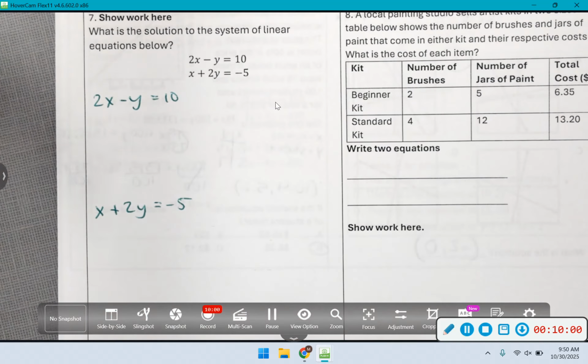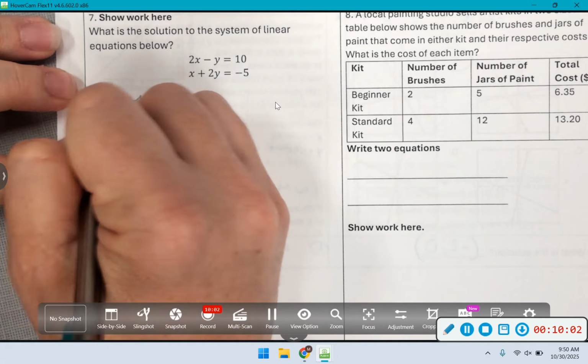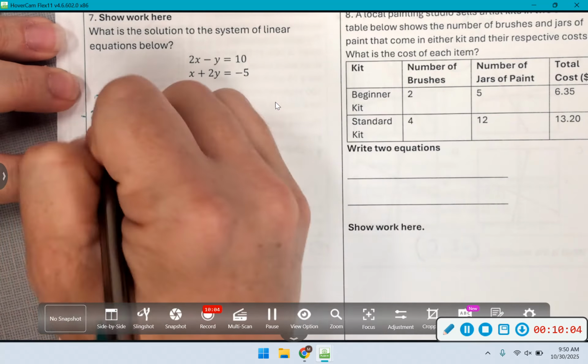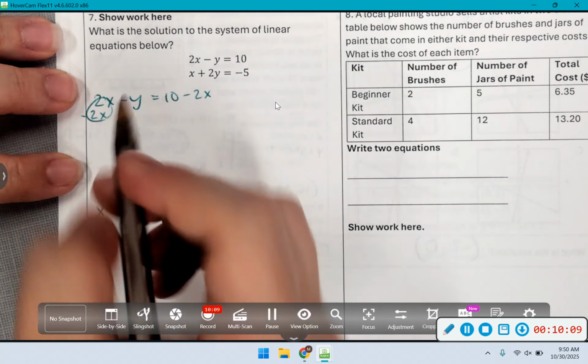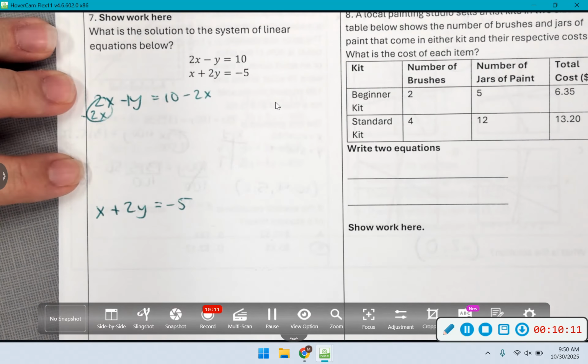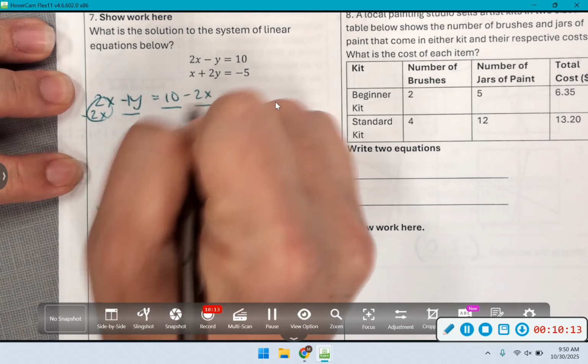And I'm going to solve for y. So two steps. We move our x, so minus 2x, and we divide by y. Well, I don't have a number there, but I do have a negative, and I can't have a negative. If you need to put a number, you can always put a 1. And we're going to divide everything by negative 1.